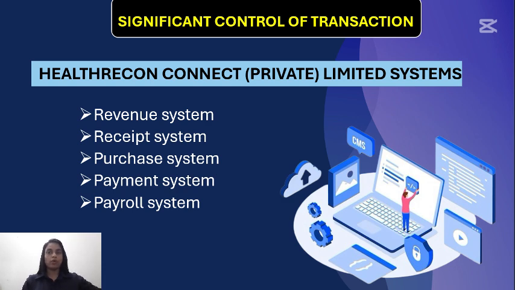Business financial system overview. A well-organized financial system ensures smooth operations and accountability. The key components include: the revenue system, which tracks the sales and income generated, ensuring accurate invoicing and timely collections. Receipt system, which records the payment received from the customer, issuing the receipt as proof of transaction. Purchase system, which manages procurement from placing the order to receiving the goods and verifying invoicing. Payment system, which handles outgoing payments to suppliers, ensuring timeliness. Payroll system, which manages employee salary, tax deduction and benefits, ensuring compliance and timely payments.